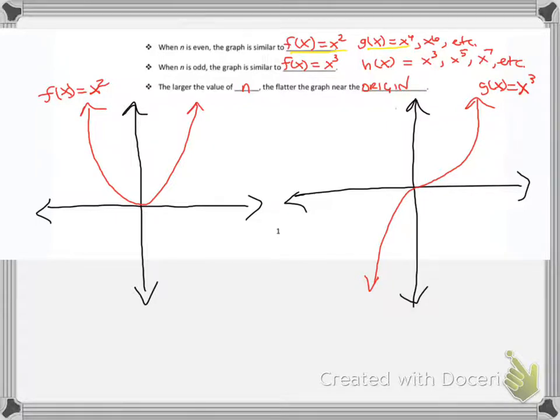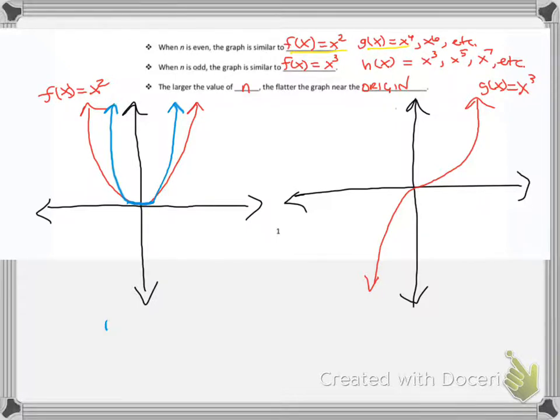If we take a look at x squared, this is just our parent graph. X to the fourth is going to take on a similar shape, except, let me use a different color, its values around the origin are going to be more towards the origin. You see how that's a little flatter, and then it'll come up. So that's what it means by flatter near the origin.